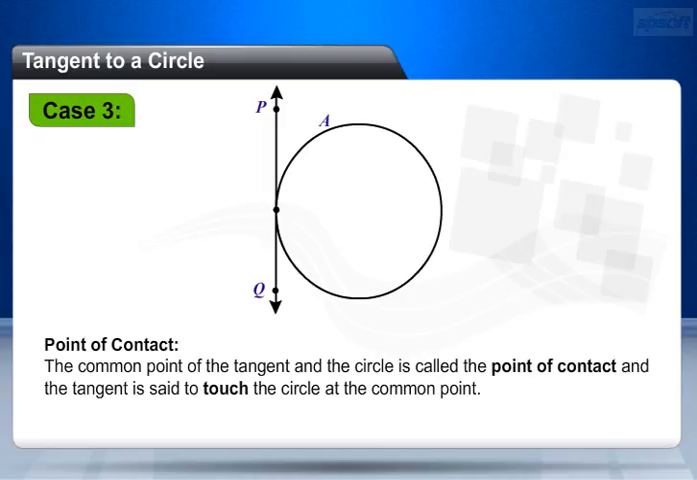Let us see what is point of contact. The common point of the tangent and the circle is called the point of contact, and the tangent is said to touch the circle at the common point.